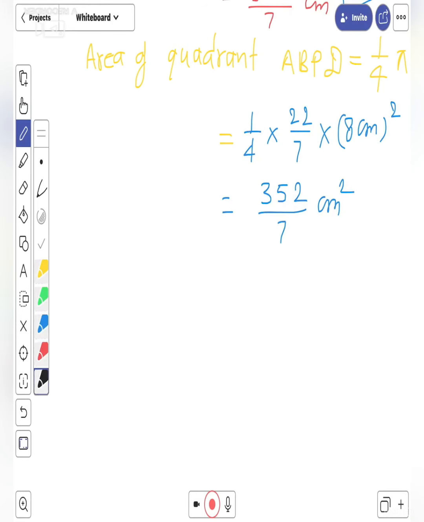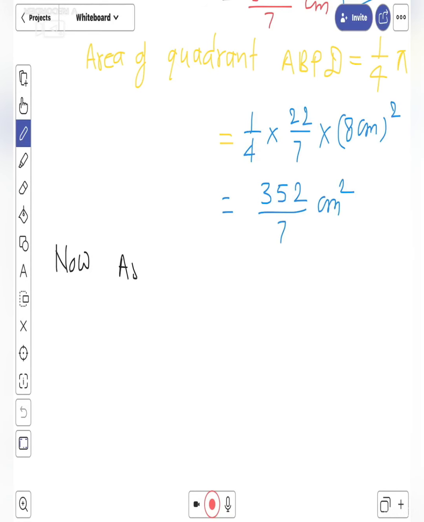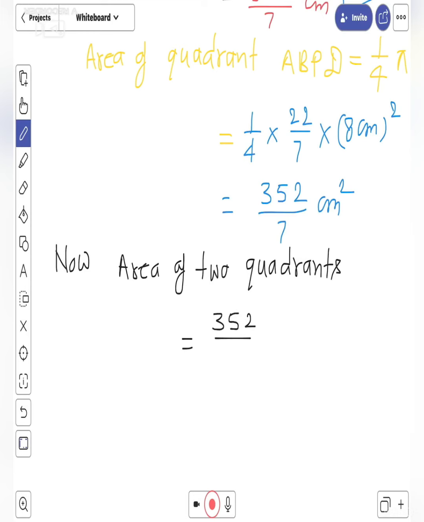Now the area of two quadrants, that you will add here, that is area of first quadrant plus area of second quadrant. Means this is 352 divided by 7 plus 352 divided by 7, and the unit is centimeter square. This is a must to write here.